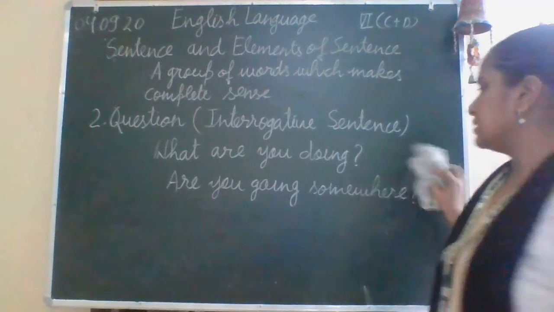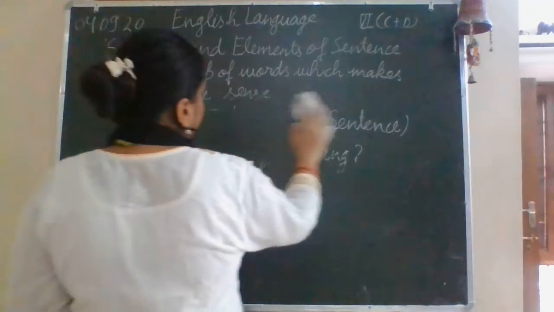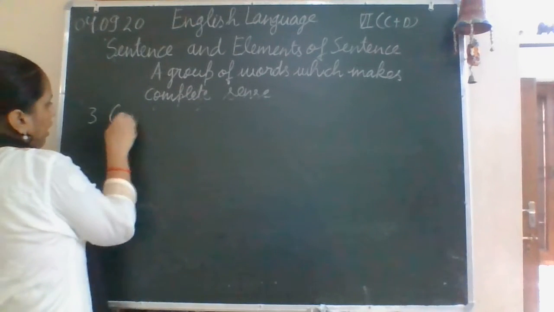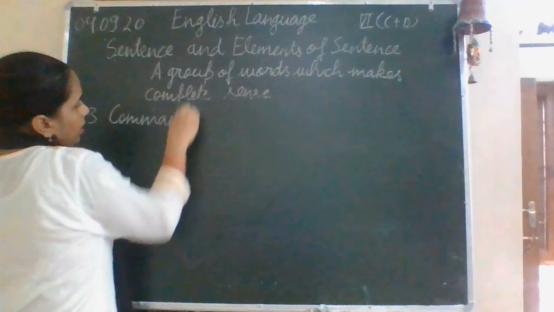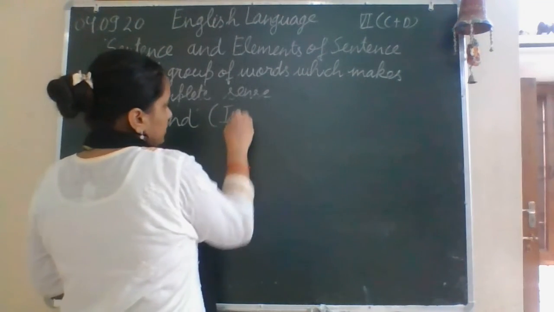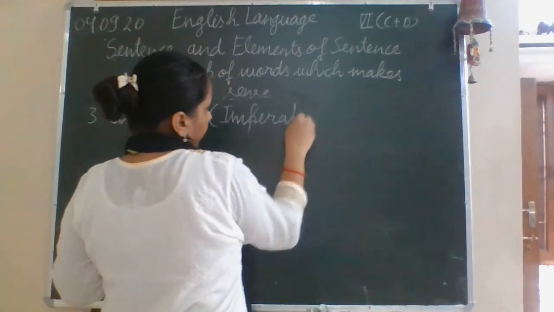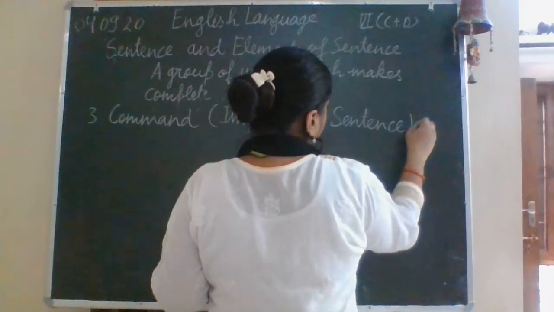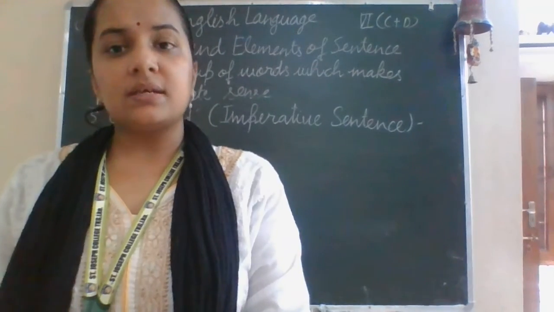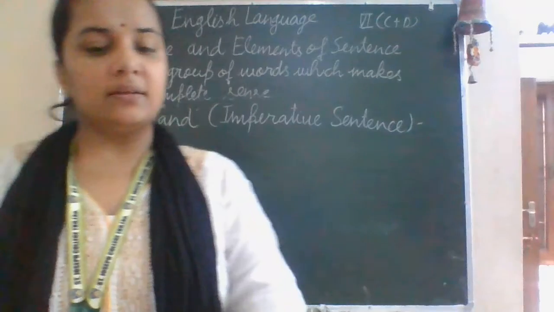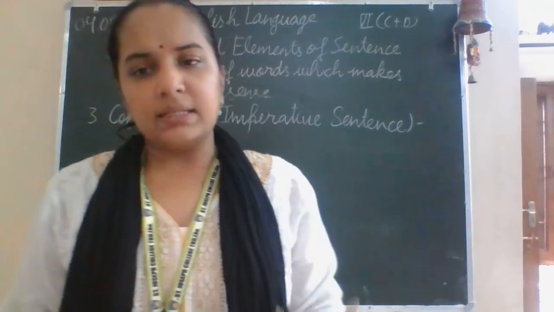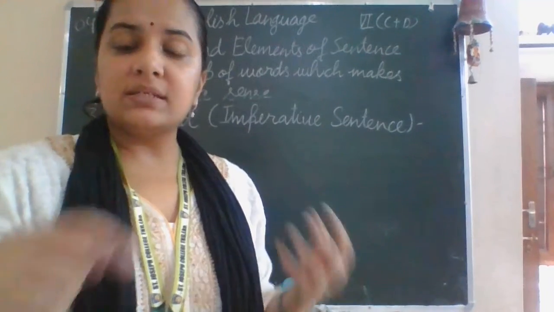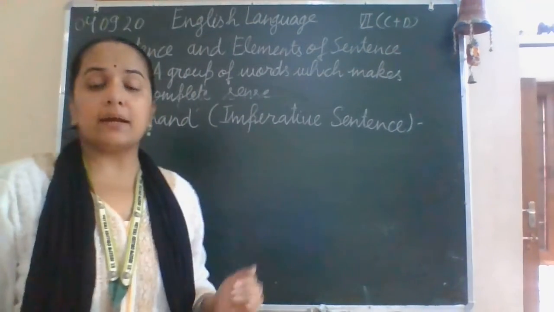Now, the third one is the command. The third kind of sentence that we are going to discuss is the command, or we also call it imperative. What is an imperative sentence? As it is suggested by the name, it is any sentence in which an instruction or a command is given. You must understand the difference between a statement and a command.